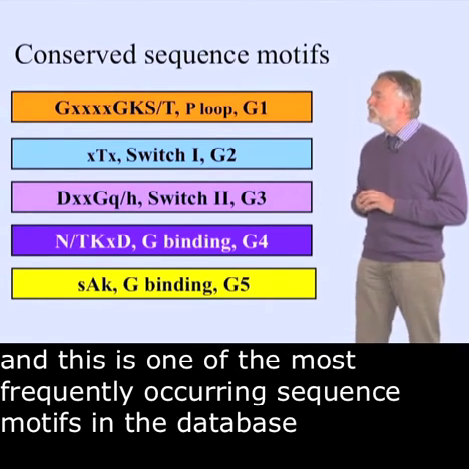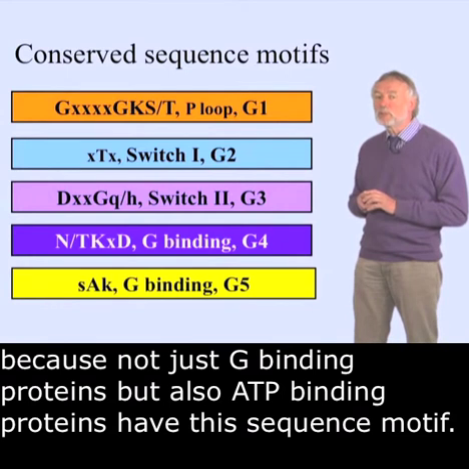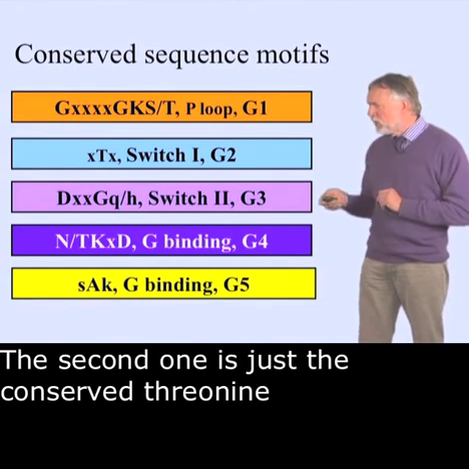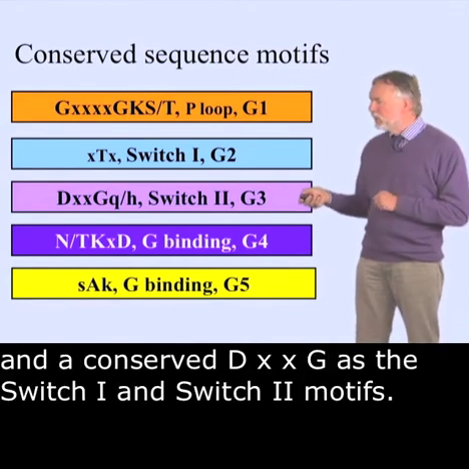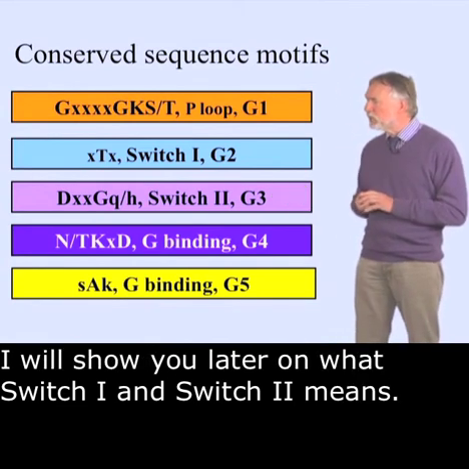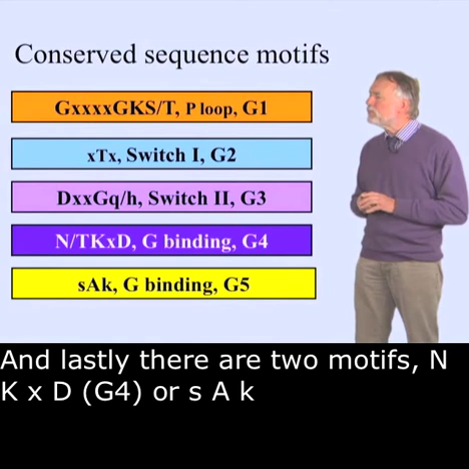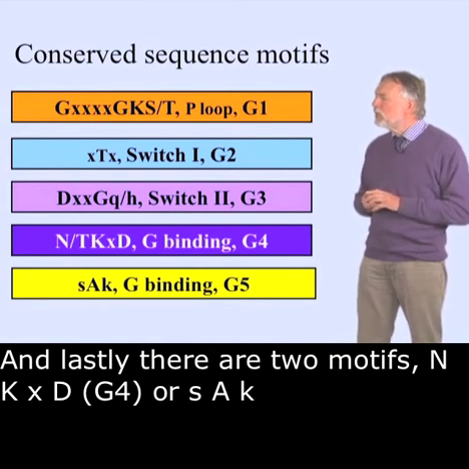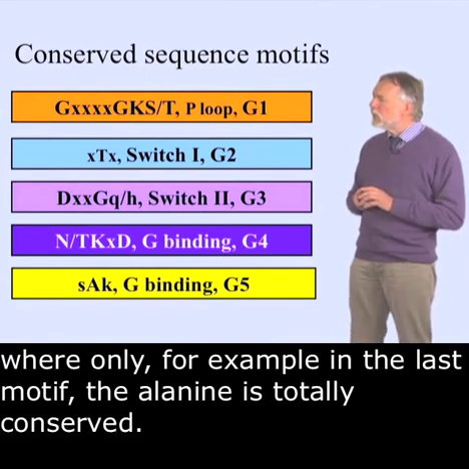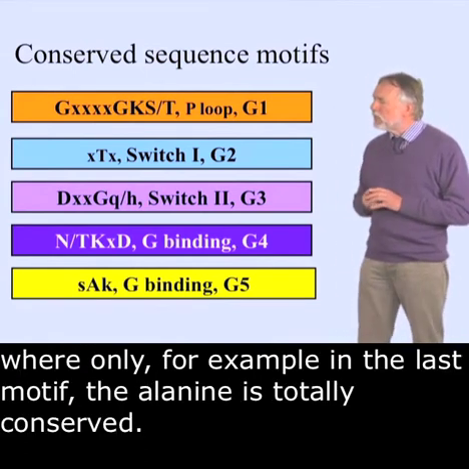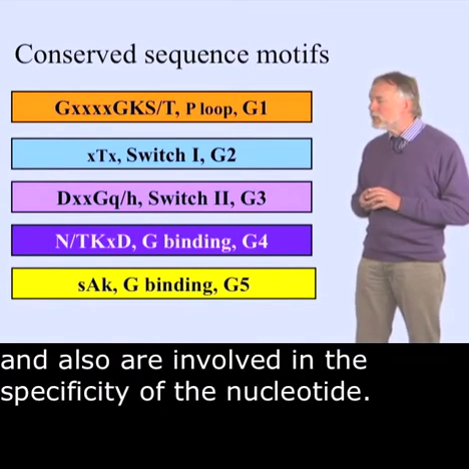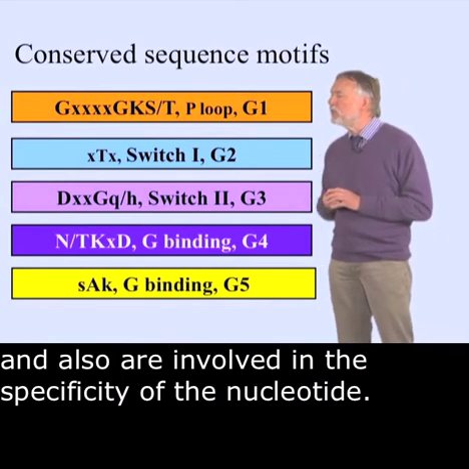occurring sequence motifs in the database, because not just G binding proteins, but also ATP binding proteins have such motifs. The second one is just a conserved threonine, and a conserved DXXG as the switch 1 and switch 2 motifs, and I will show you later on what switch 1 and switch 2 mean. And lastly, there are 2 motifs, NKXD, G4, or SAK, where for the last motif only the alanine is really totally conserved. These are other motifs that are involved in binding the nucleotide and in the specificity of the nucleotide.